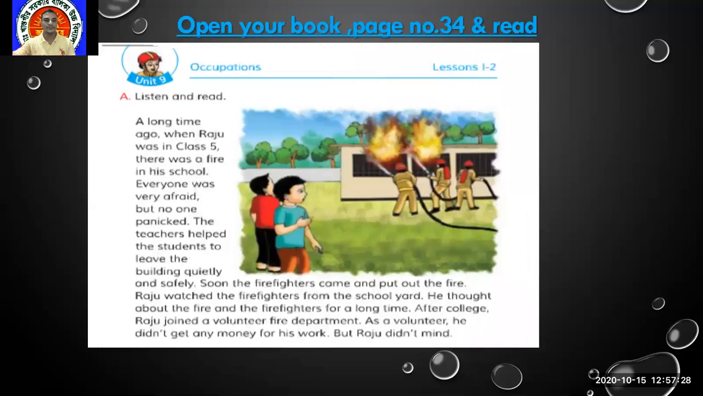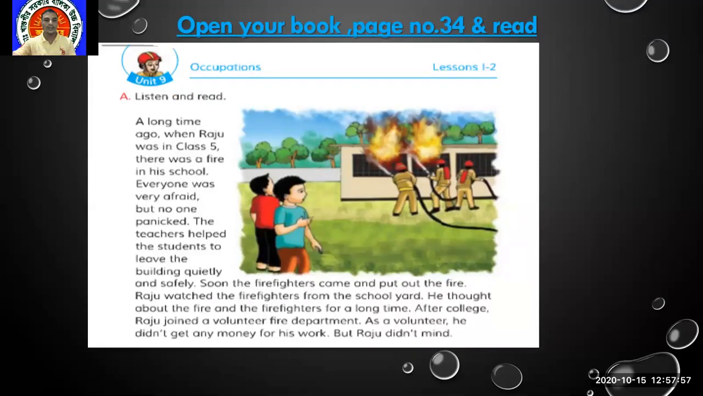Now open your book, page number 34, and read the passage. A long time ago, when Raju was in class 5, there was a fire in his school. Everyone was very afraid, but no one panicked. The teachers helped the students to leave the building quietly and safely. Soon, the firefighters came and put out the fire. Raju watched the firefighters from the schoolyard. He thought about the fire and the firefighters for a long time.